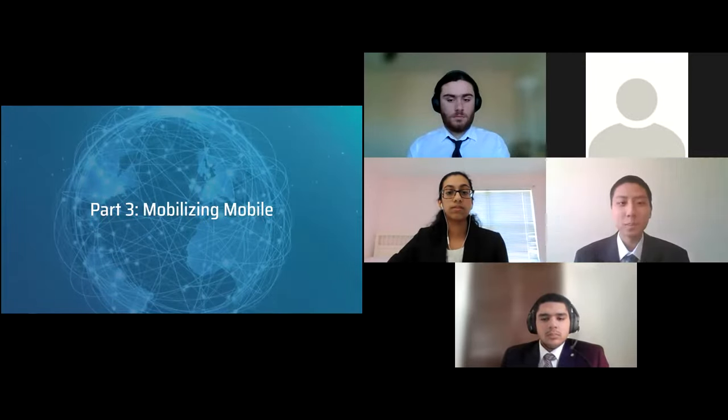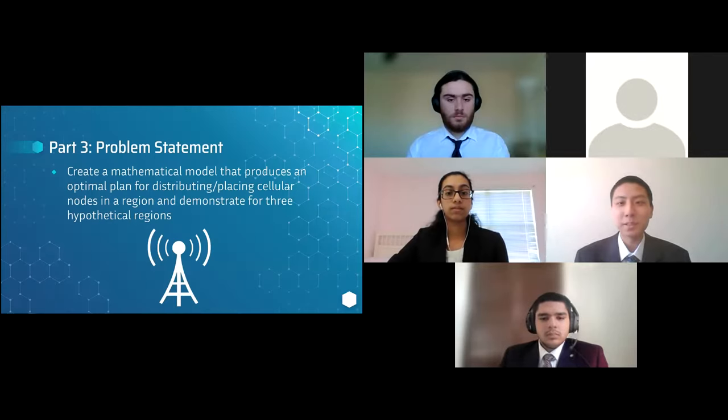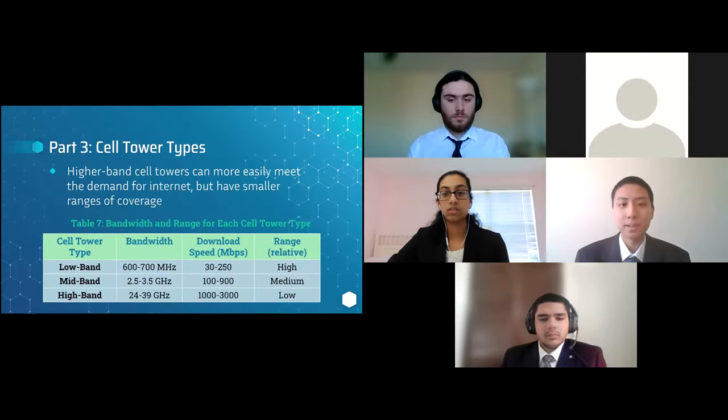In part three, mobilizing mobile, we were tasked with creating a model to produce an optimal plan for distributing cellular nodes in a region and demonstrating our model's effectiveness on three hypothetical regions. Additionally, we were given preliminary data about three different types of cell towers that could be used to cover each region. In table seven, their features are outlined.